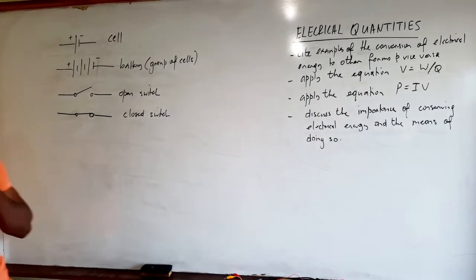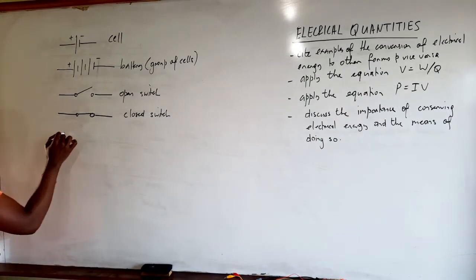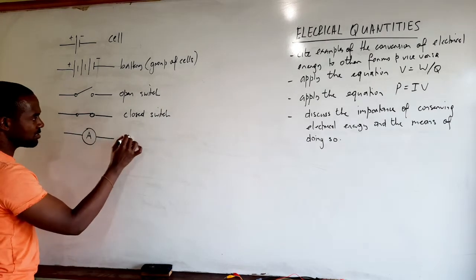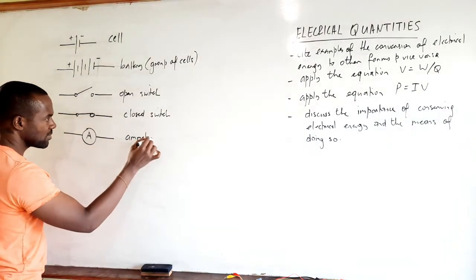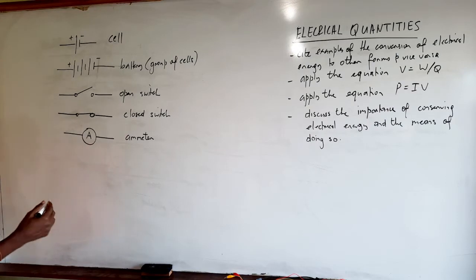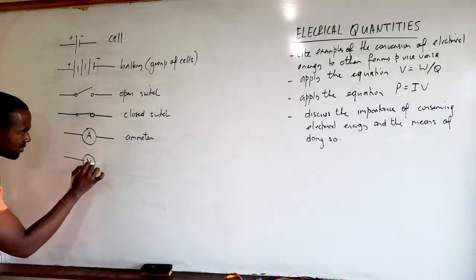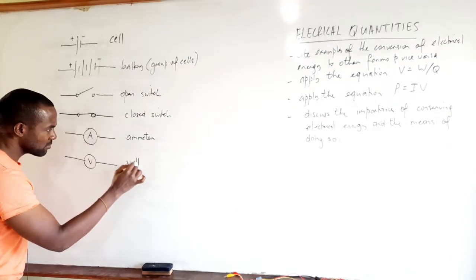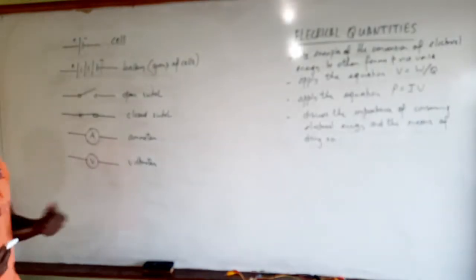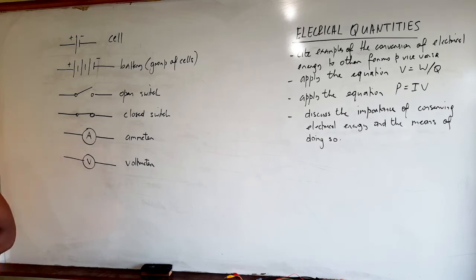Let me see what other symbols are quite common. If you see a circle with an A inside, this of course is an ammeter. An ammeter is used to measure current. You may also see a circle with a V inside. This of course is a voltmeter, and a voltmeter is used to measure voltage or potential difference across a particular device. So those are some common symbols.